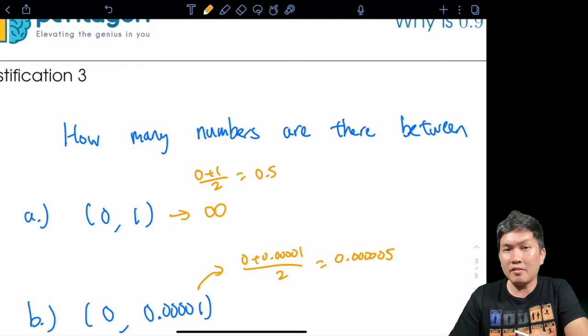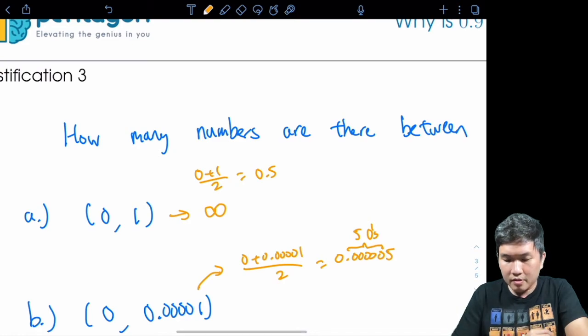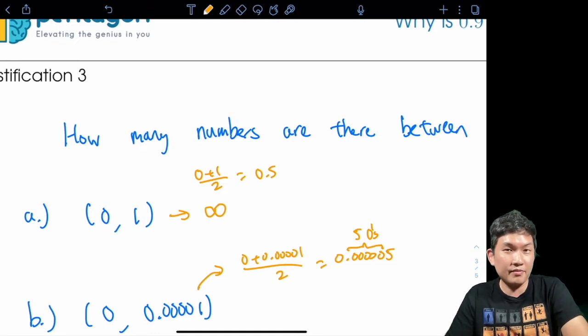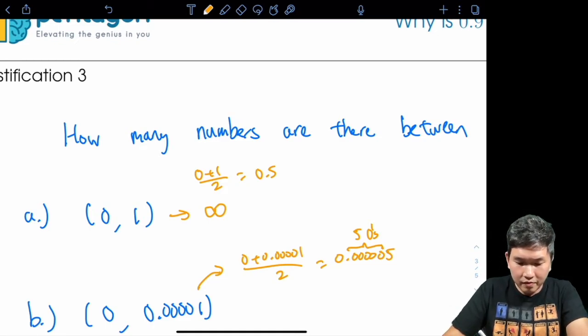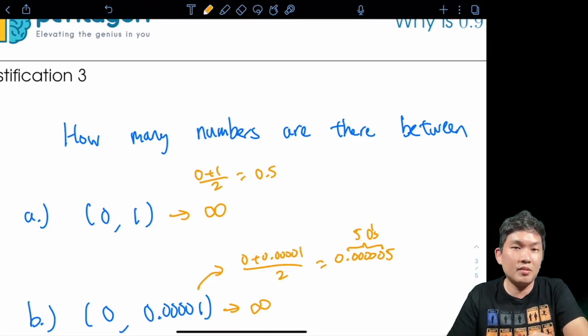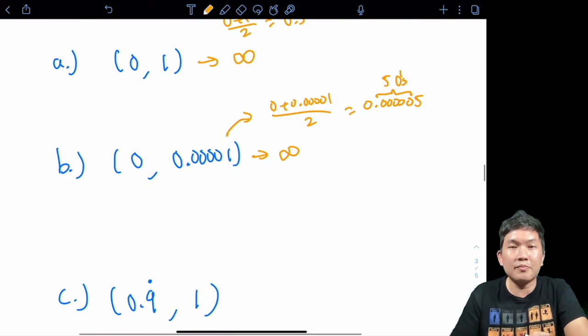Is there only one? There could be 0.000005, 0.000006, 0.000007, or 0.0000005. As you can see, this also goes on forever. There are actually infinite numbers between 0 and 0.00001. And finally, let's look at what we're really, really interested in this video.